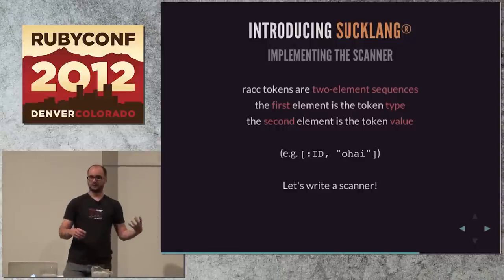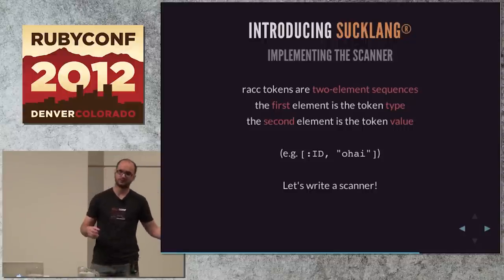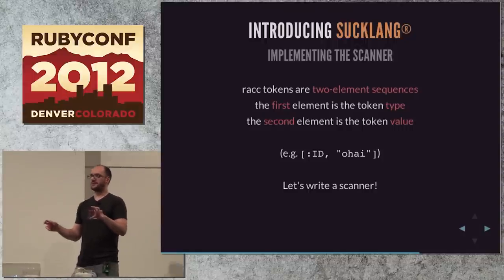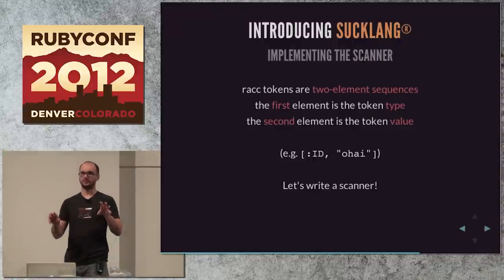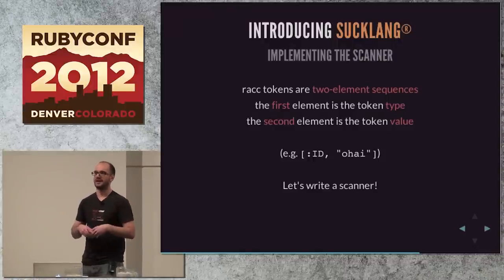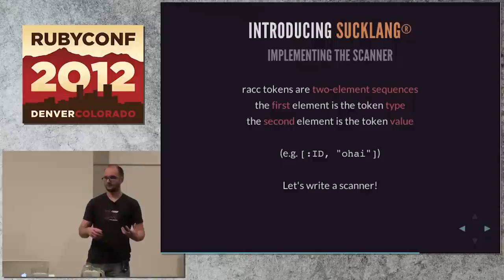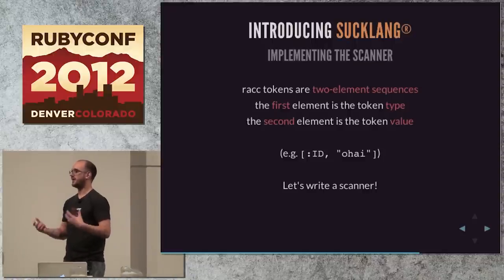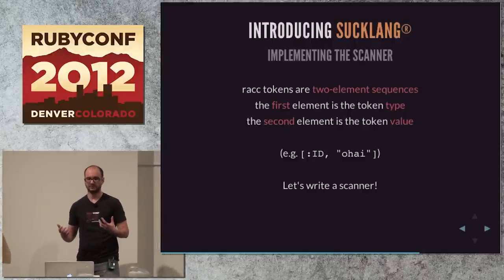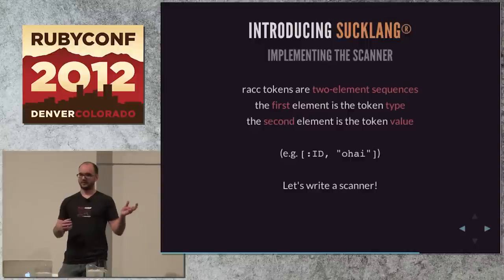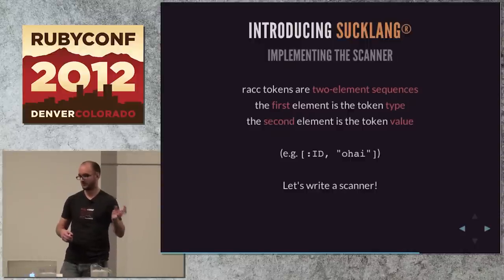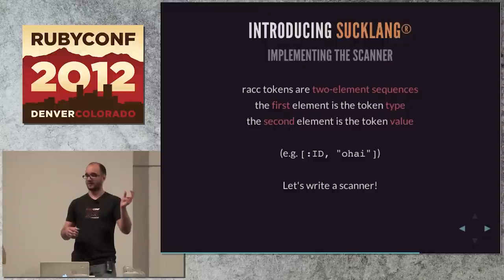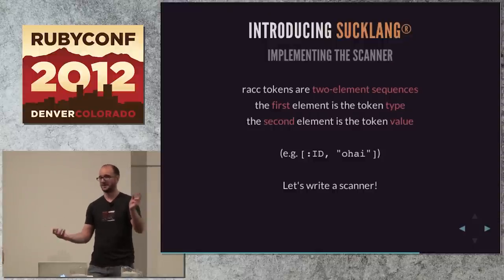Okay, if you'll recall, the scanner takes raw source code, generates tokens, and passes them into the parser. That means there needs to be some sort of agreement between the scanner and the parser as to how that data comes in. Racc sets the rule by saying, I expect two element sequences from the scanner. The first element in the two element sequence that represents a token is the type of the token, and the second element is the value.